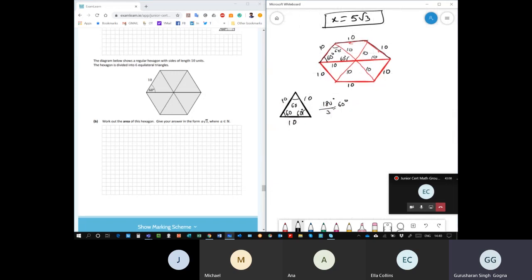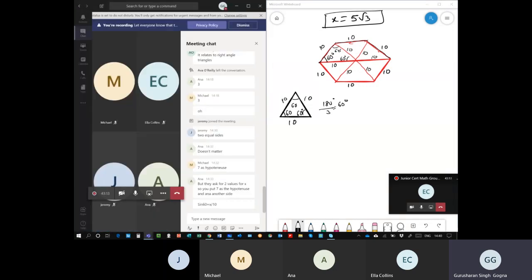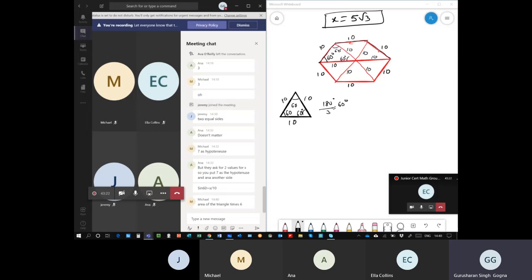So how will you find the area of the hexagon based on what is given in the question? Any idea? There is no direct formula for finding the area of the hexagon. So how will you find the area of the hexagon here? Area of the triangle times 6, that's correct. There are 6 triangles, all exactly the same, so you can find the area of a triangle and then multiply by 6. But how will you find the area of the triangle then?